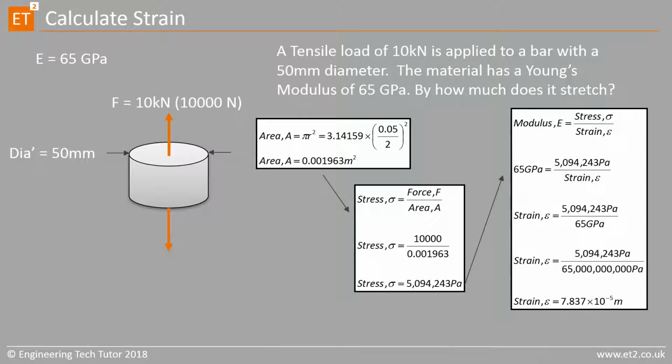If we move on to the third line, we can transpose that. So we move the modulus under the stress and move the strain onto the other side of the equal sign. That then gives us the equation of strain equals stress over modulus. At this point we can then expand out the gigapascals into pascals, noting just how many zeros there are in doing so. So now we have 5 million pascals divided by 65 billion pascals. And that gives us a strain of 7.837 times 10 to the minus 5 meters.